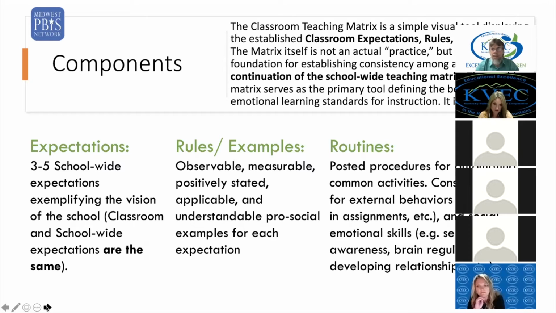They suggest that they be the same, but you have to modify or adapt those school-wide expectations to meet your needs, depending upon the class arrangement, and if you're self-contained or if your students go into regular classrooms at times, and so forth and so on. So your rules and examples should be observable, measurable, and positively stated. And there should be some examples shown of what those rules and expectations look like.